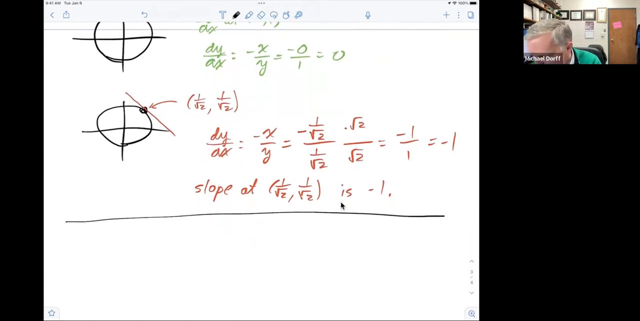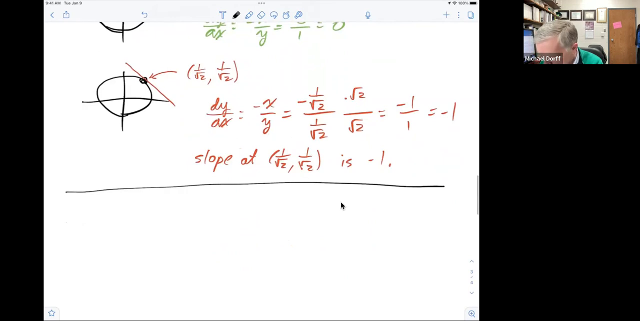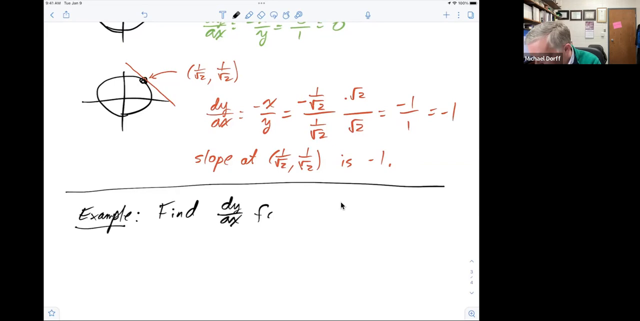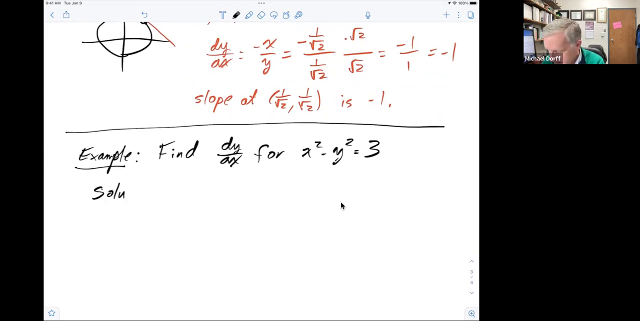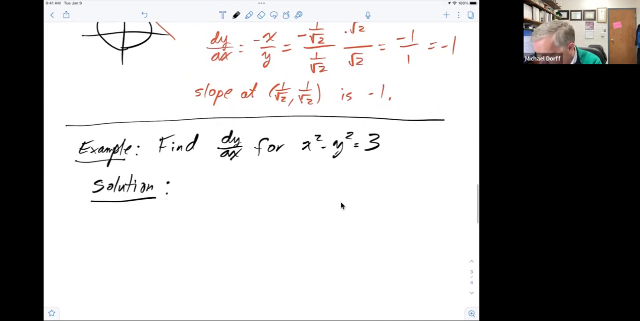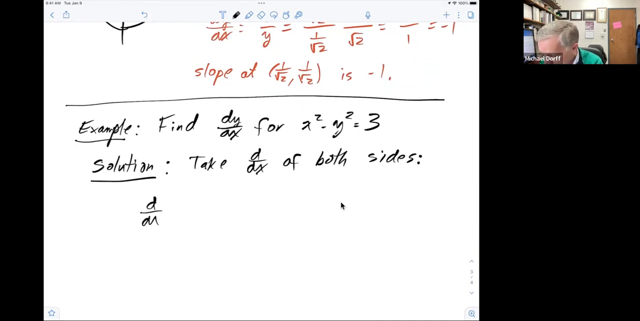All right, so let's do another example here. Let's look at this example where we have the function. We're going to try to find dy dx for x squared minus y squared equals 3. So how do we do this? Well, we do the same thing. We're going to take d dx of both sides of this equation. So we have d dx of x squared minus y squared on the left and d dx of 3 on the right.